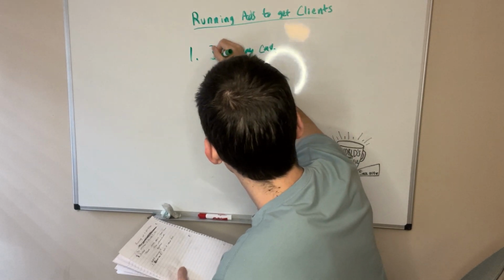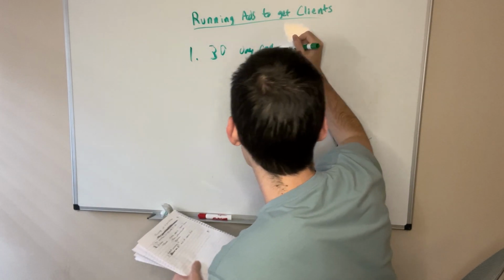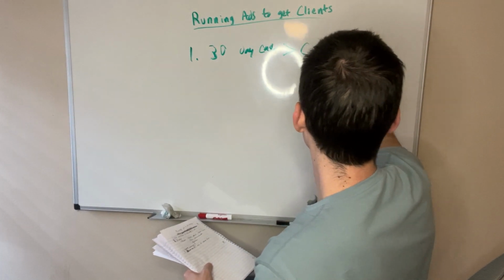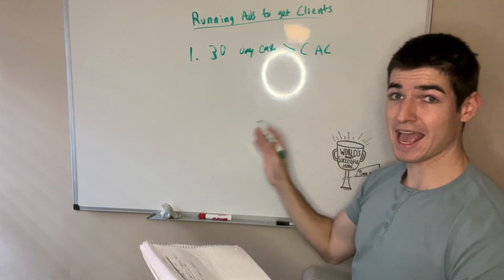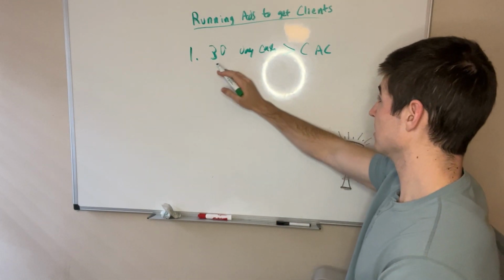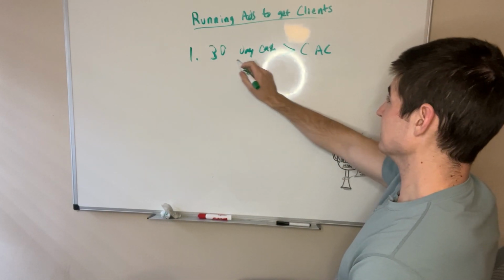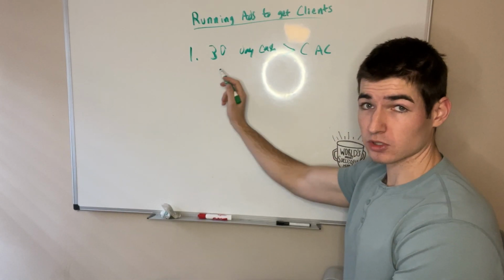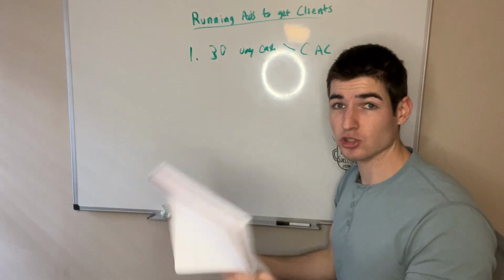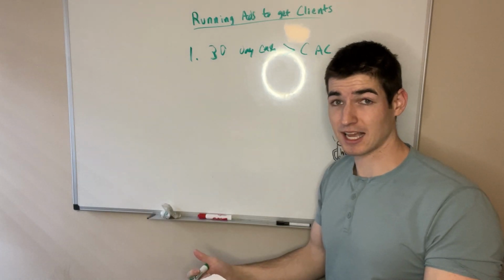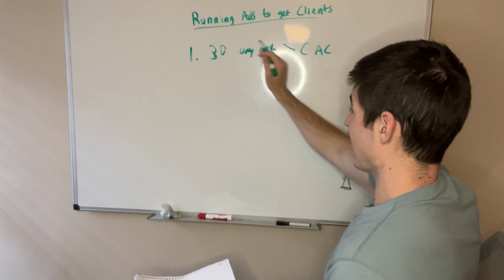Hopefully you can see this, I know my 3 is kind of weird. 30-day cash must be greater than CAC. This is the big equation, the big aim of running ads. You need to achieve this. So what does 30-day cash mean? This is the average cash collected from your clients in the first 30 days. So basically, how much cash you're getting in the first 30 days after someone signs up. Find out whatever this average number is.